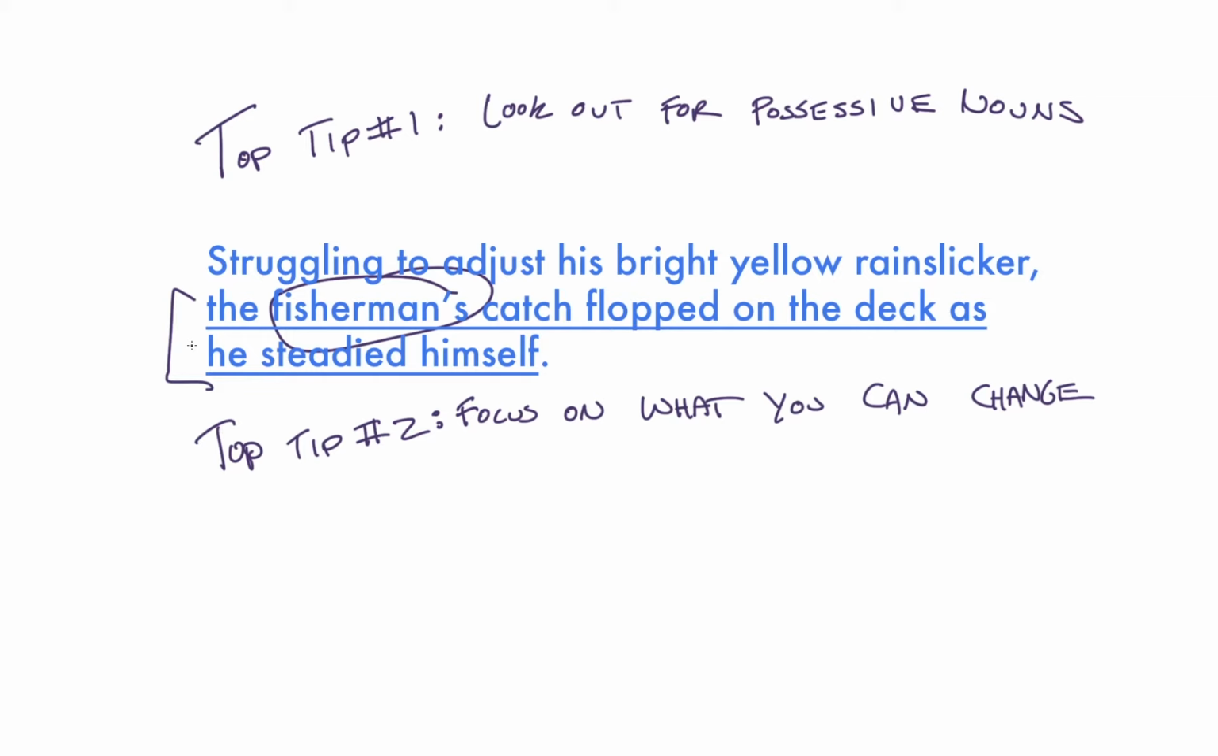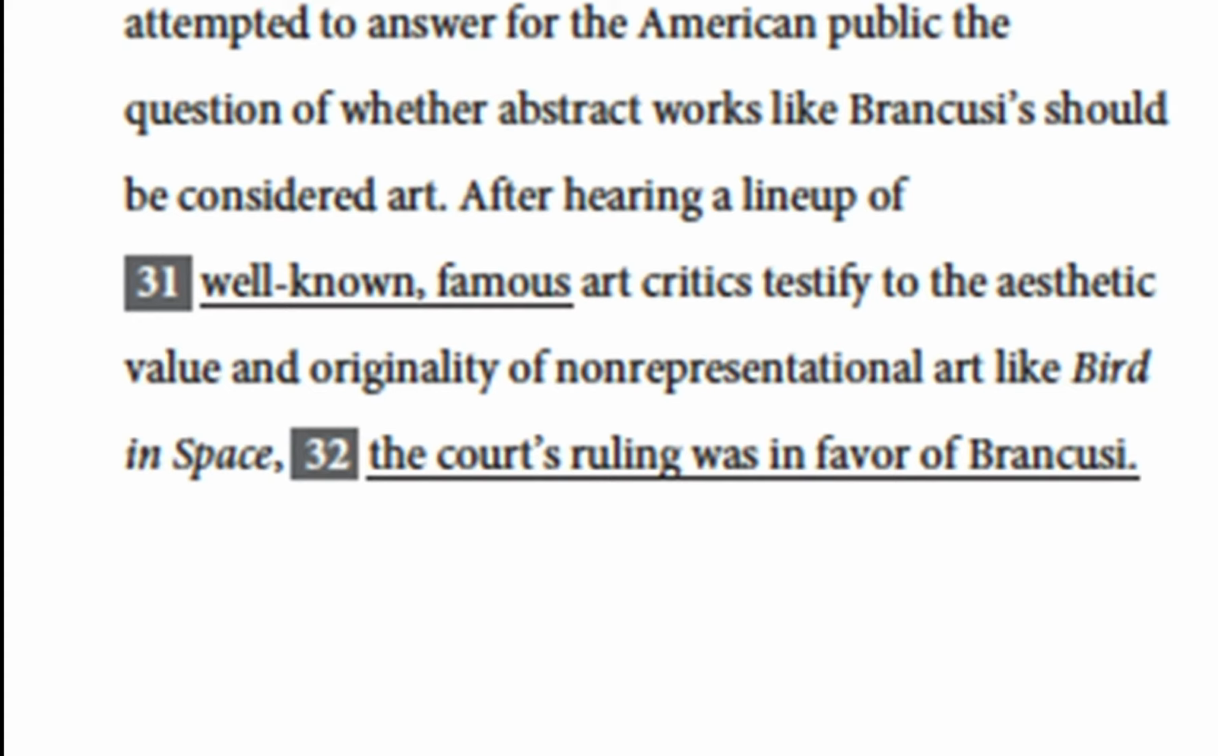Now let's head over to the passage and take a look at question 22. So I'll read us in to get a little context. This is from a passage about the Romanian sculptor Constantine Brancusi, and a court case about whether or not his sculpture, Bird in Space, was art. After hearing a lineup of well-known famous art critics testify to the aesthetic value and originality of non-representational art like Bird in Space, the court's ruling was in favor of Brancusi.